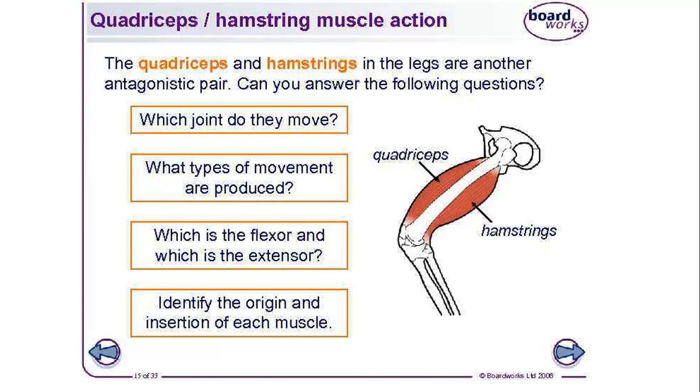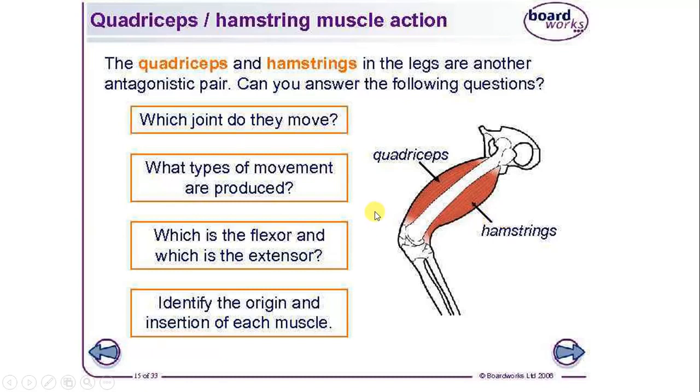So this slide was to compare the action of the two, from the anterior compartment and the posterior compartment. Quadriceps and hamstring in the leg are another antagonist pair. The answer to the question of which joints they move: hip and knee joint. Which type of movement is produced? Flexion at the hip by the quadriceps, while extension of the hip joint by the hamstring muscle. Extension of the knee by quadriceps, while flexion of the knee by hamstring muscles.